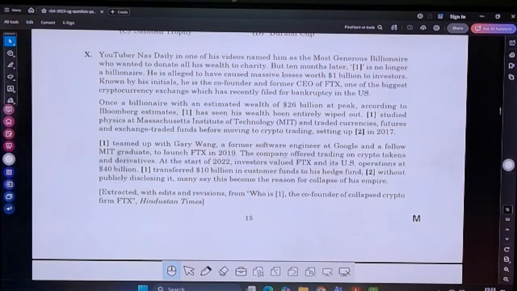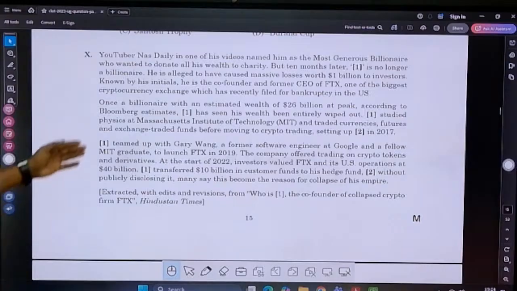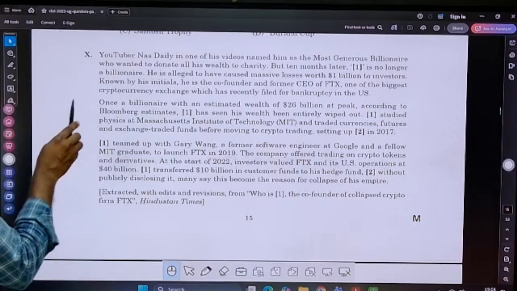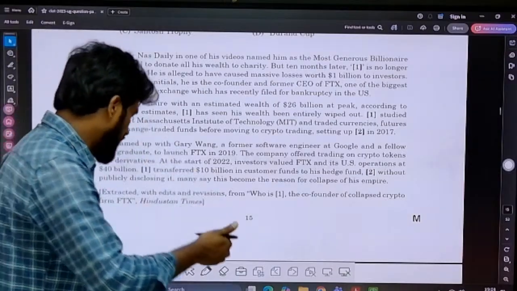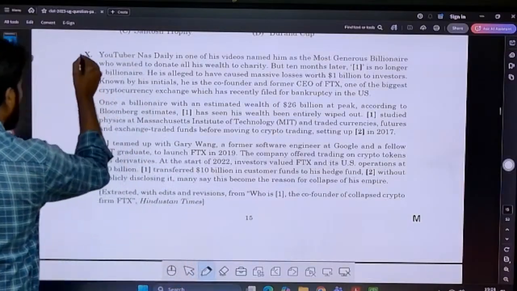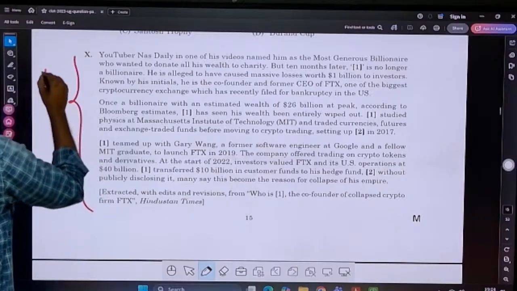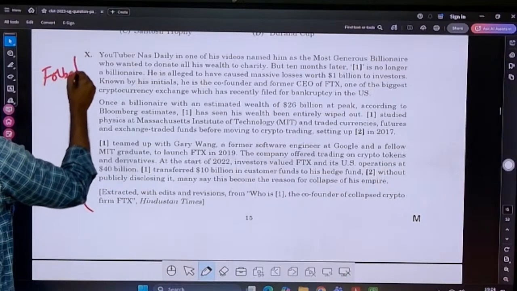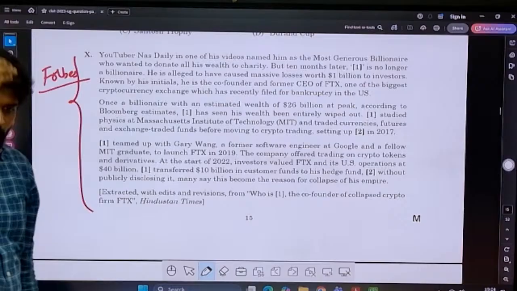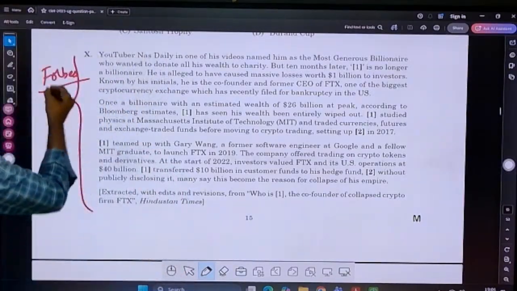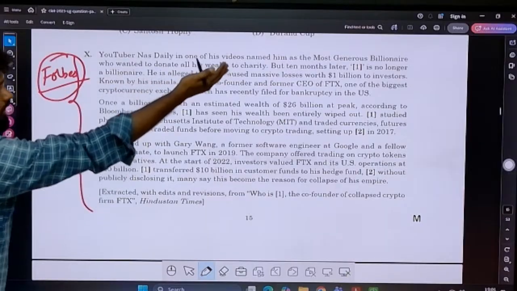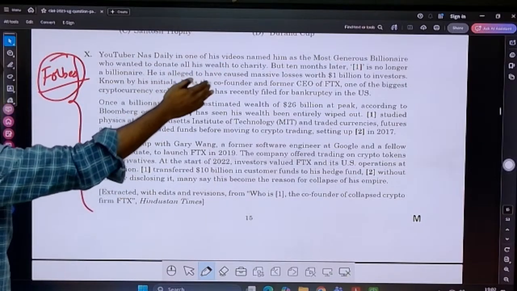YouTuber Nas Daily in one of his videos named him as the most generous billionaire who wanted to donate all his wealth to charity. But 10 months later, one is no longer a billionaire. One and our billionaires list lo. So, ilanti articles ni chusara. Ee articles enti we talk about, Forbes millionaires list untayi kada, avi తీసుకుంటాం యూజువల్ గా, అర్థమవుతుందా? సో ఈ ఫోర్బ్స్ మిలియనర్స్ లిస్ట్ లోని వన్ లో ఎవరు ఉన్నారు? ఆబ్వియస్లీ. Okay, one is no longer a billionaire.